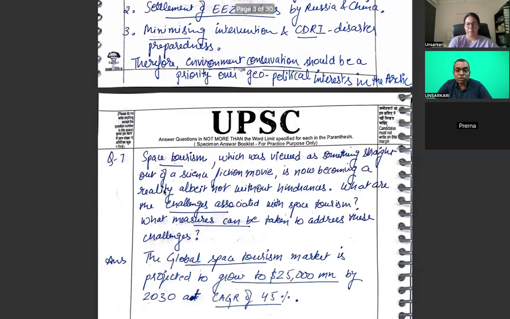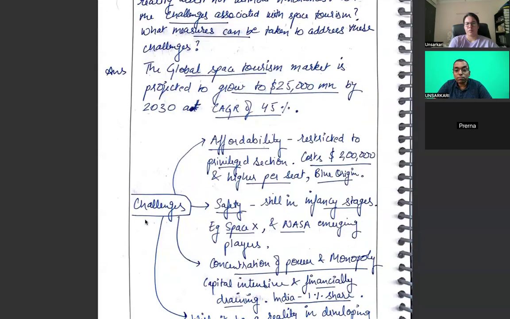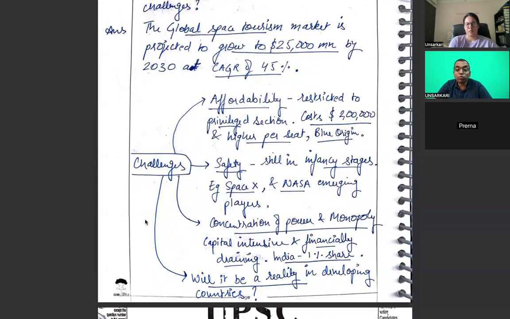But fair enough. Space tourism, which was viewed as something straight out of a science fiction movie, is now becoming a reality, albeit not without hindrances. What are the challenges associated with space tourism? So the global space tourism market is projected to grow to US 25,000 million by 2030 at a CAGR of 45%. I think wonderful start, very good point.